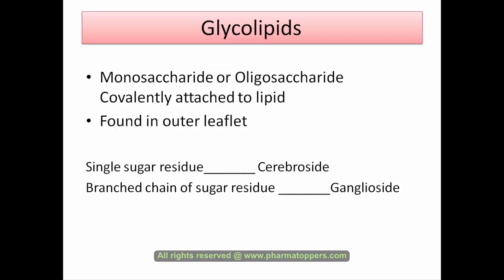Gangliosides are the more complex ones, consisting of a branched chain of sugars, seven or more. The glycolipids are mainly found on the surface, which is the outer leaflet of the plasma membrane, with their carbohydrate portions exposed on the cell surface. And the sterols mainly contain cholesterol, which acts as the fluidity buffer.